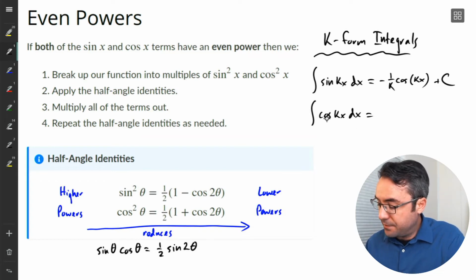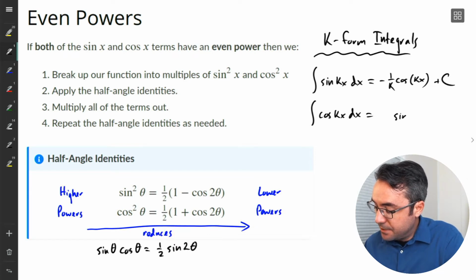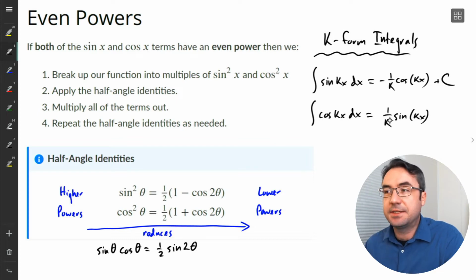What's the antiderivative of cosine of kx? Well, the antiderivative of cosine is sine. We keep our inner function the same, and then we flip that constant that's in front of the x to get 1 over k in front.